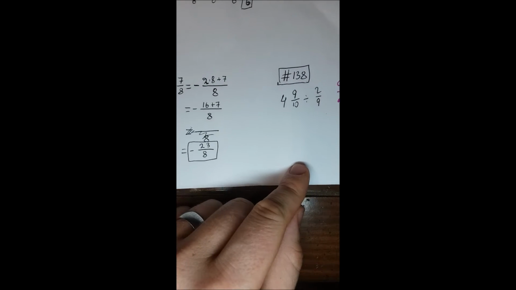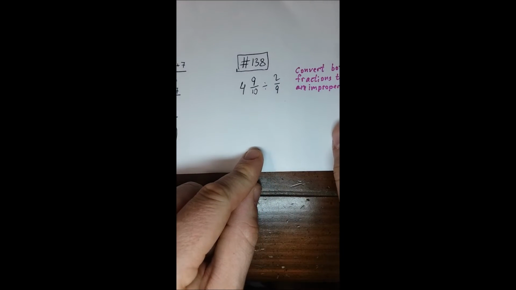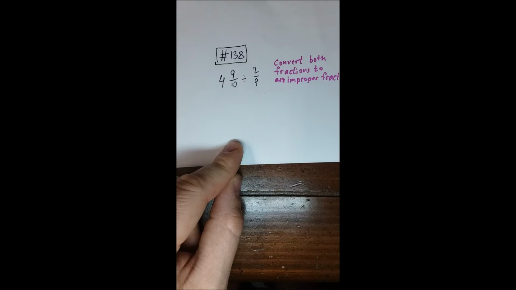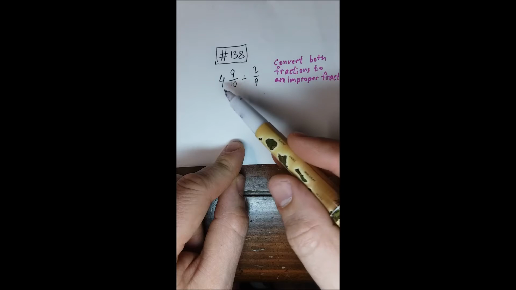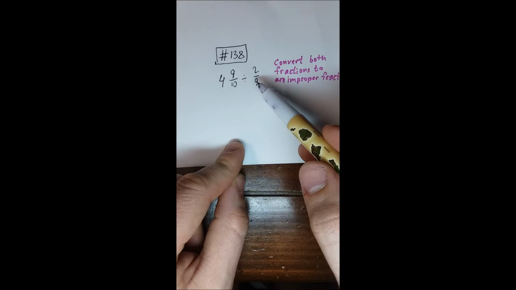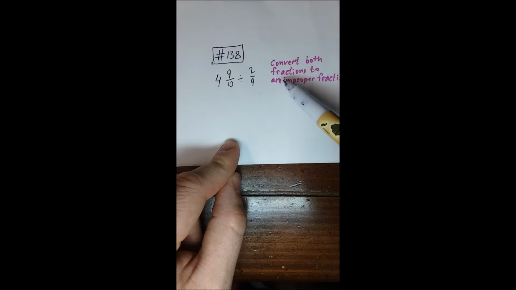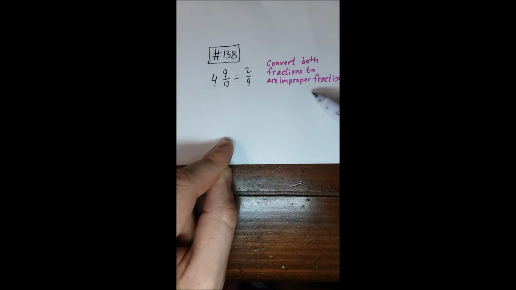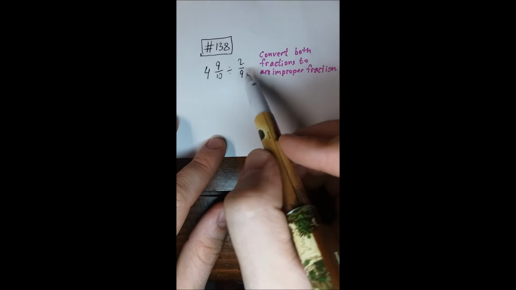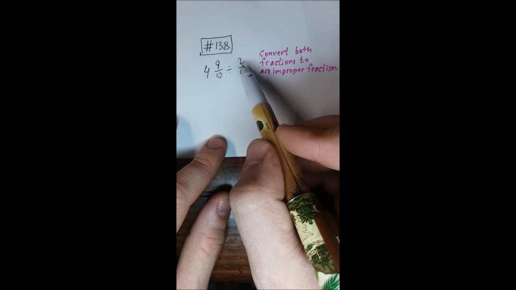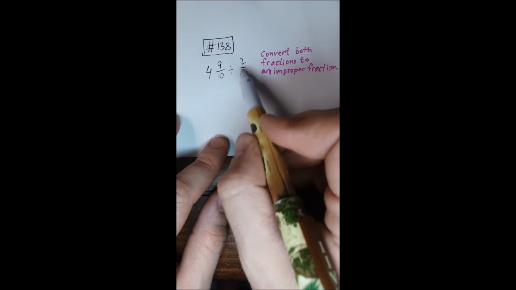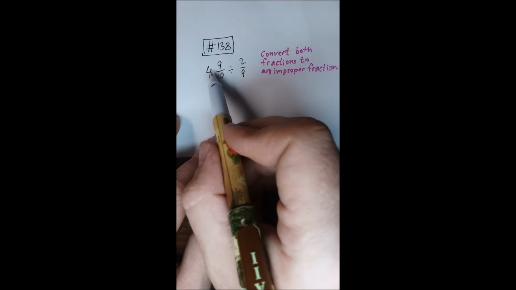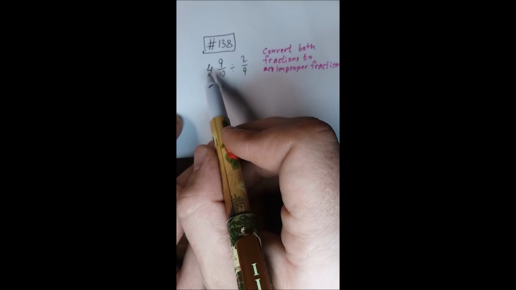And the last one is a tough one. It's number 138. It's the last number in the packet. So first, it's a division of fractions. This is a mixed number. This is a nice fraction, a proper fraction. First we have to convert both fractions to improper fractions. This one is already ready to be divided. This one, however, needs to be converted into an improper fraction.